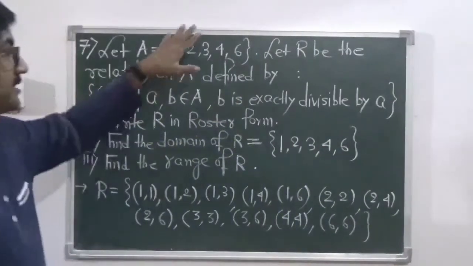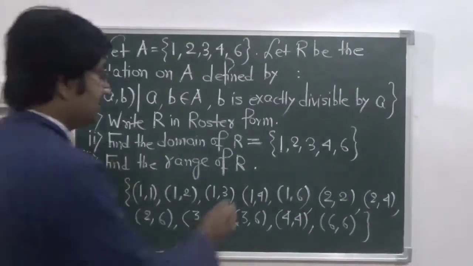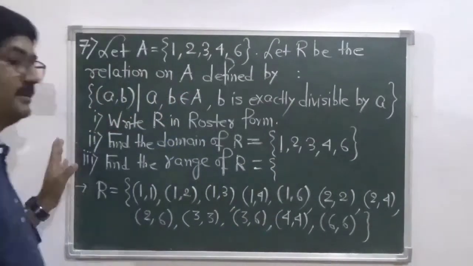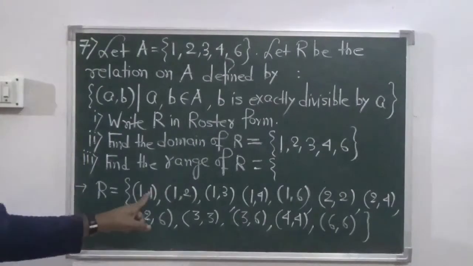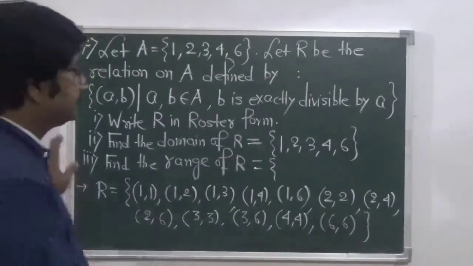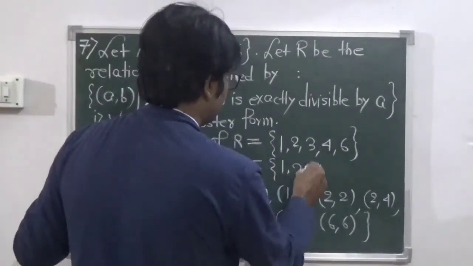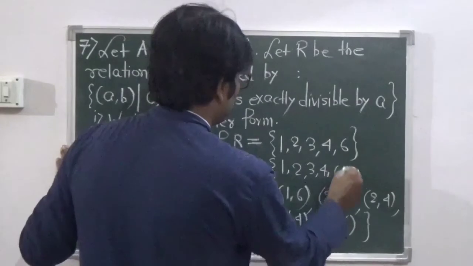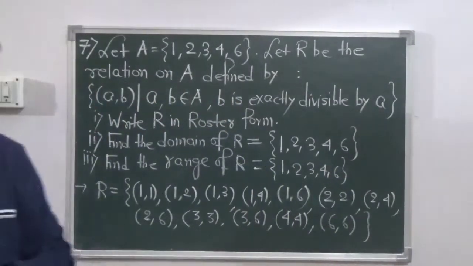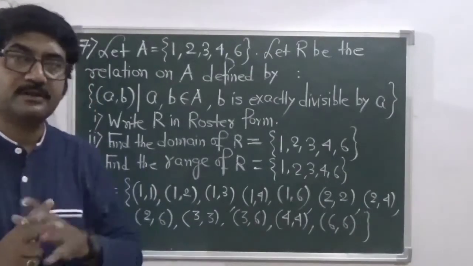Exactly the set A. Then the range. Range is the set of all the second elements. So it is 1, 2, 3, 4 and 6. So both the range and the domain happen to be the same in this particular question.